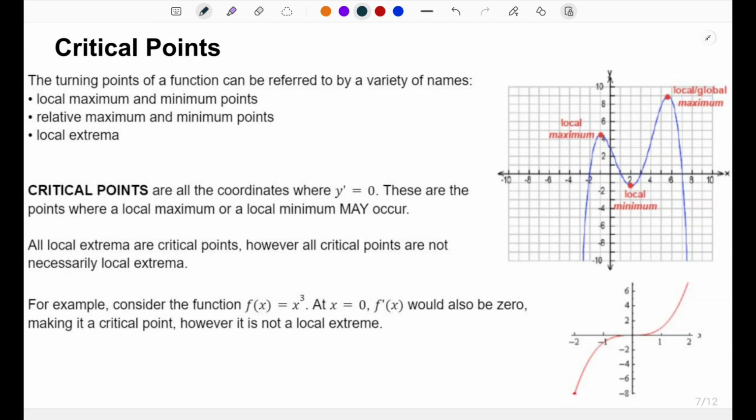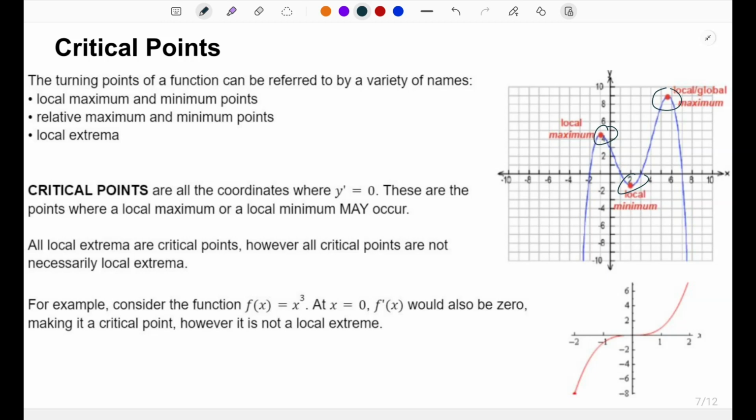Sometimes when we're looking at a graph, let's look at the graph to the right there. Those turning points you might have referred to them as. We can also call them local maximum and minimums. That's what I've been referring to them as. You can also call them relative maximum and minimums. Again, these are all just similar terms, but different ways of calling it. Or the local extrema. So the extreme points are those maximum and minimums.